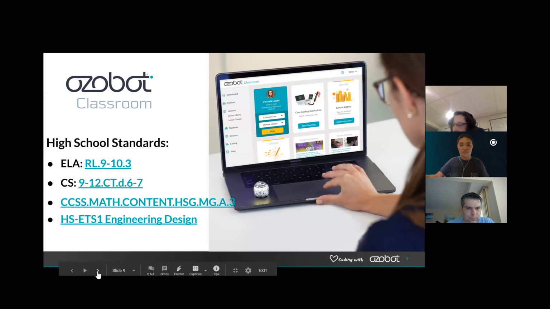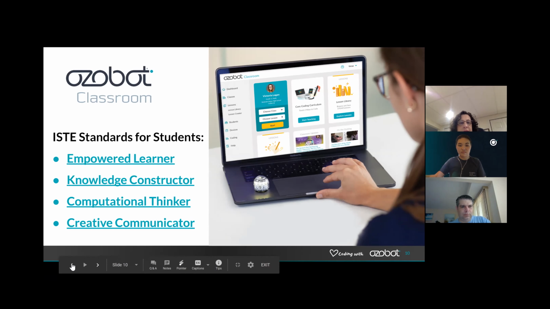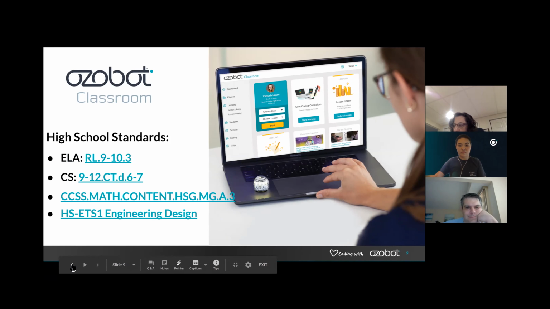In math, they're using 3D measurement and area calculations. And in computer science, they're learning about conditional structures like if, then, and else. So they're using the Ozobot levels 4 or 5 at that point. For the ISTE standards, we chose 4 out of the 7 ISTE standards.